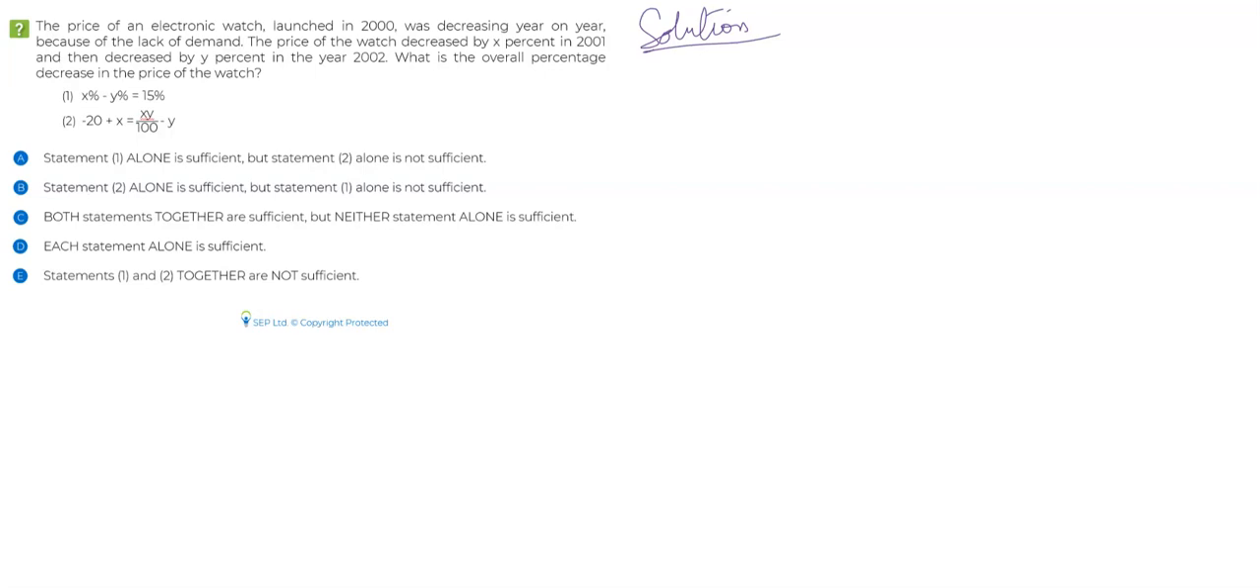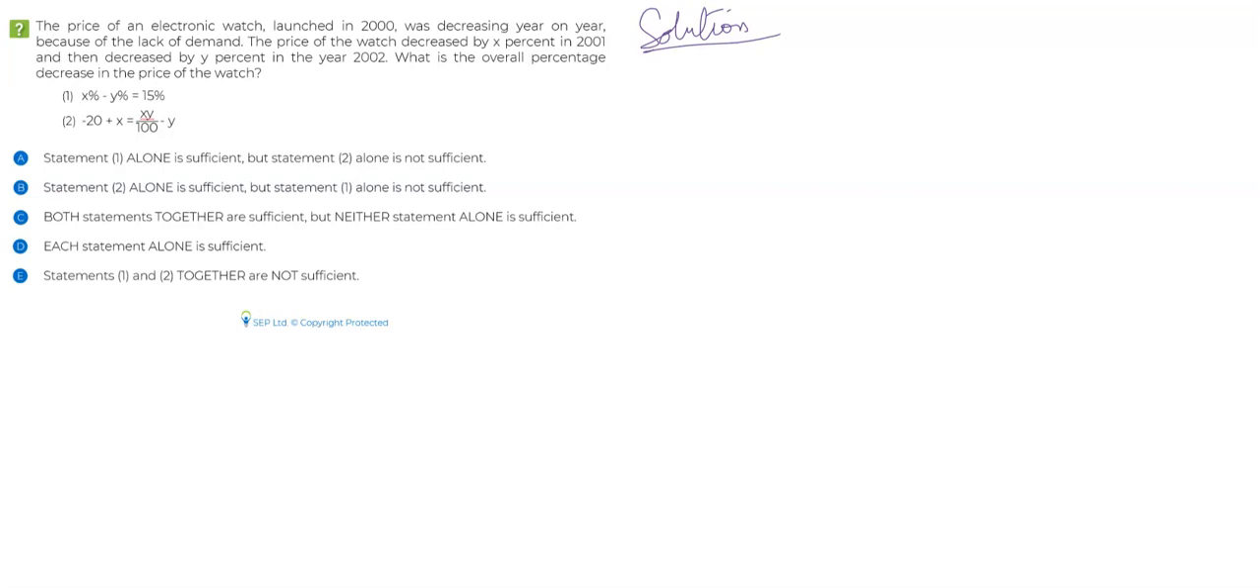In this question, it's given that the price of an electronic watch launched in 2000 was decreasing year on year because of the lack of demand. Now the price of the watch decreased by X% in 2001 and then decreased by Y% in 2002.